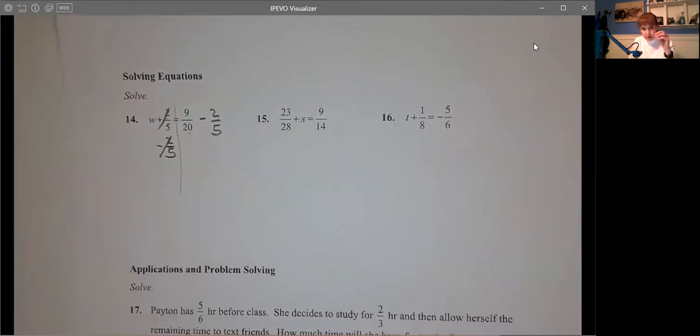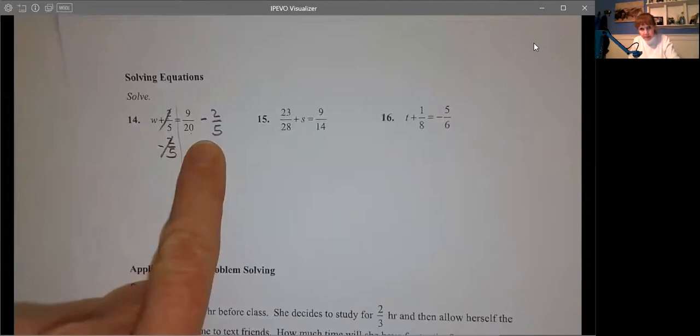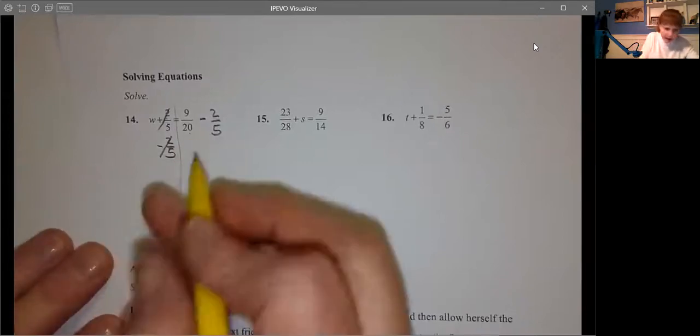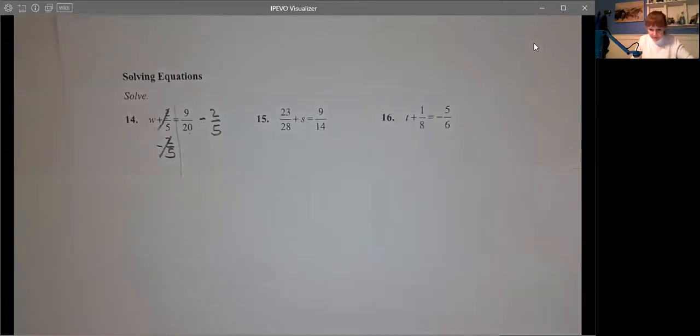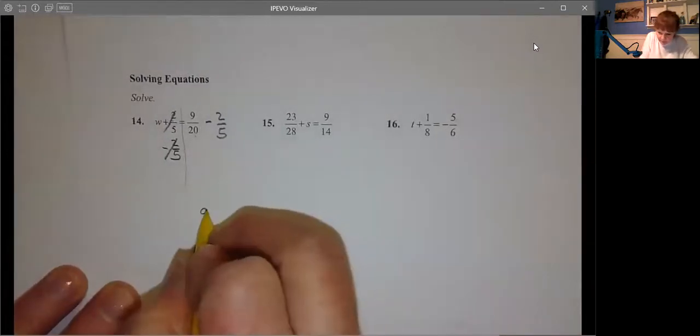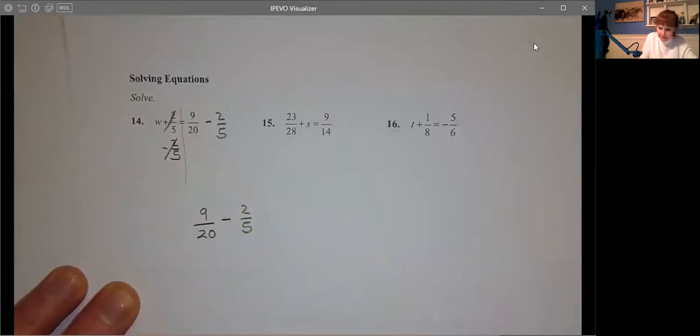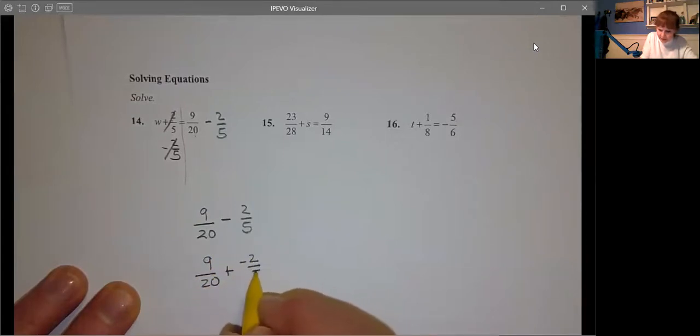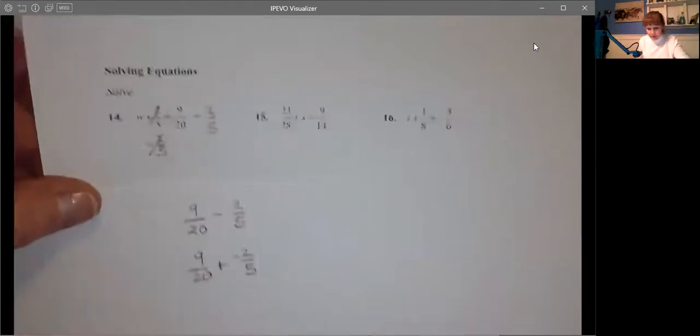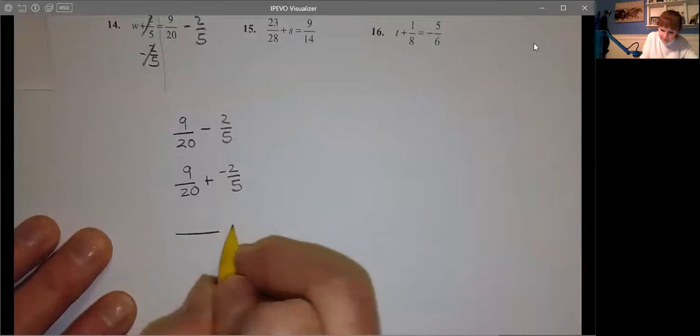What we're going to do eventually is look at a different method of solving these. But from here, to practice subtracting, I have 9/20 minus 2/5, which is the same as 9/20 plus a -2/5. Get a common denominator and add them together. We're actually going to end up subtracting the numerators here. But let's go ahead and finish it.